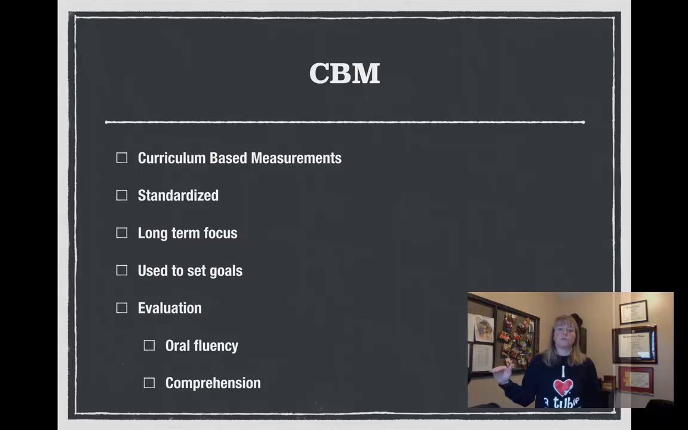CBMs have a long-term focus, so they're going to really help us set goals with that year-long focus, but then we do frequent assessments to give us feedback on whether the intervention's working. If we're not seeing the growth that we want, then we know we're going to modify that intervention a little bit. CBMs for reading are really good at evaluating oral fluency, so having students read out loud and counting the words per minute that they're reading, and they also give us good information on comprehension. A lot of times CBMs are developed with reading comprehension questions that we can ask students, giving them a good score and a good picture of where they're at compared to their peers on their reading skills.